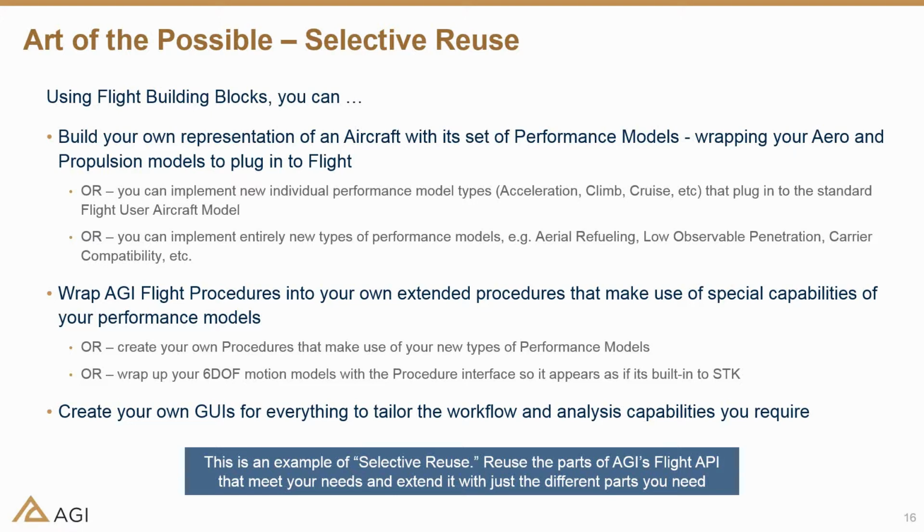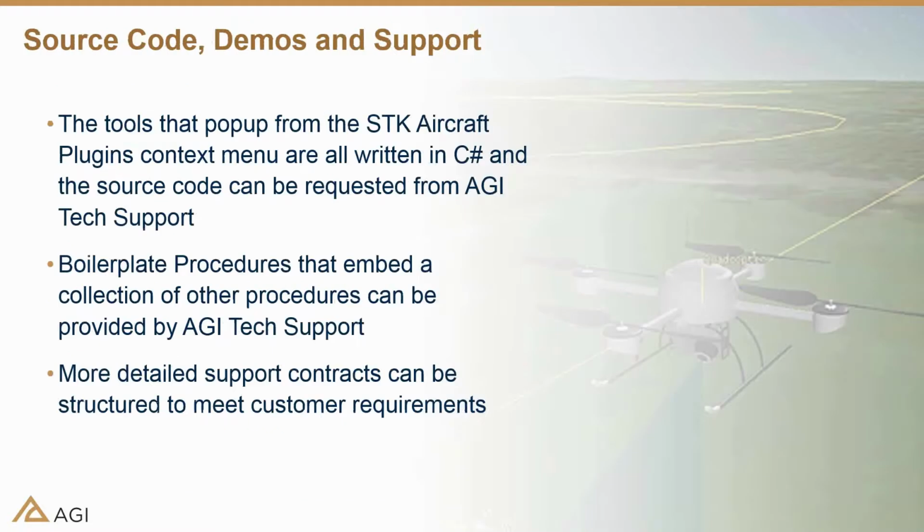And I call this selective reuse because most customers generally don't want to do everything themselves. They want to buy our software because they want to reuse what we have that they don't want to build. They want to build parts that they are getting paid to build, but they can come out and use our stuff on top of that. And there's a lot of flexibility in doing that.